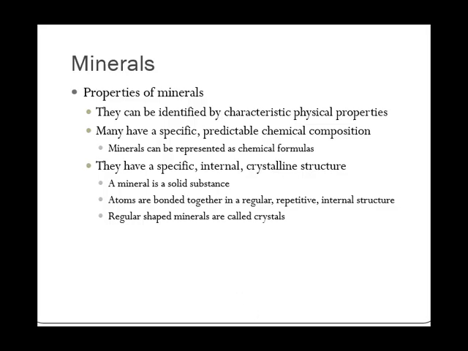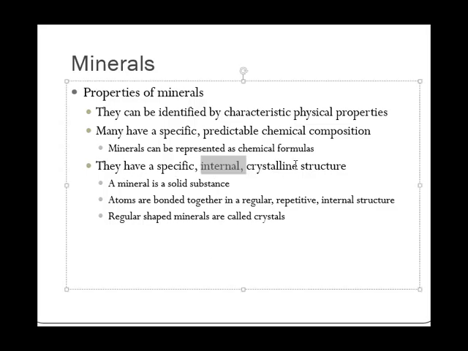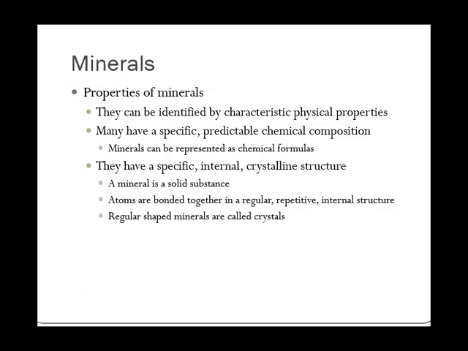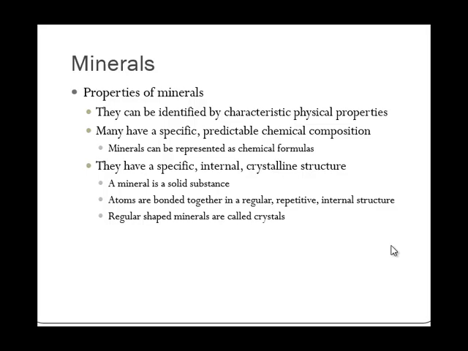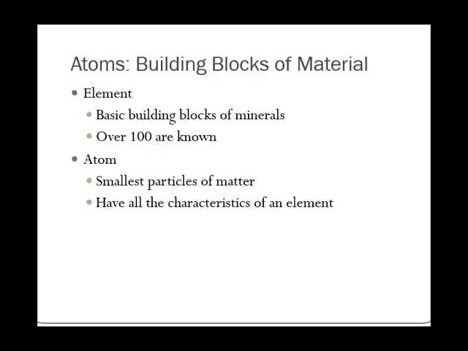A few things that characterize minerals in general is that they have an internal crystalline structure, which means essentially that they're solid and they're consistent throughout. The atoms, which are the basic building block of all matter, are bonded together in a regular, repetitive internal structure, which means it's pretty consistent throughout. And regular shaped minerals, which means minerals that are not jagged all over the place, minerals that are round or square or something like that, are considered crystals.